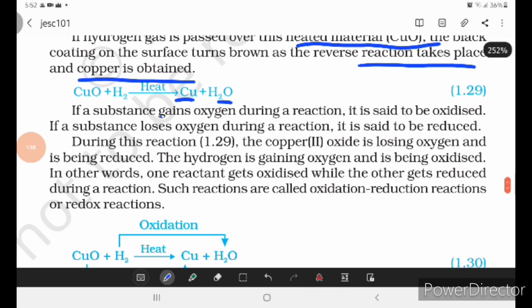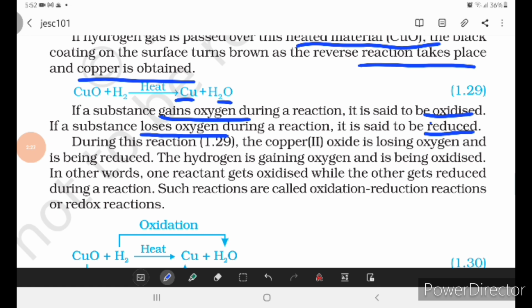If a substance gains oxygen during a reaction, it is said to be oxidized. If a substance loses oxygen during a reaction, it is said to be reduced. To understand this more easily, let's say you're in a shop and you need a pen. If you get a pen, that is, you got oxidized. That means your money is getting lost, right?